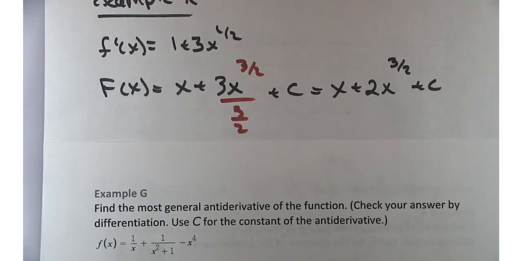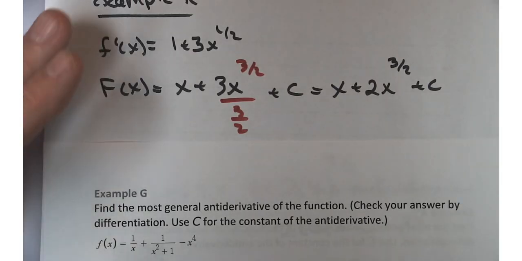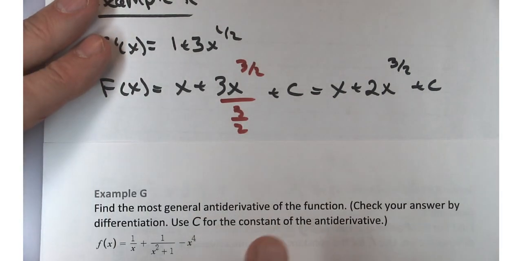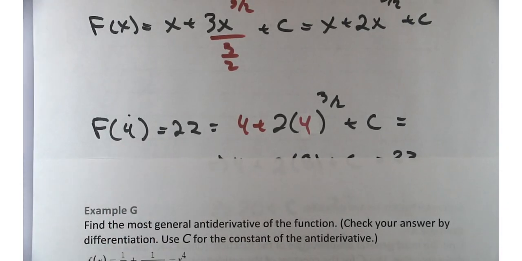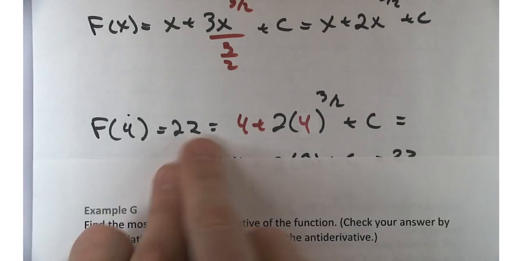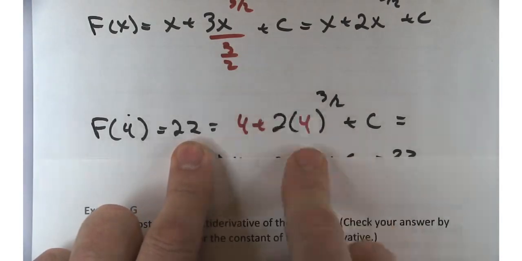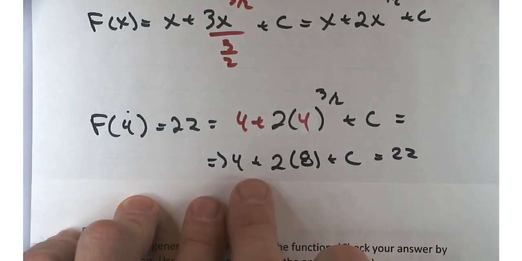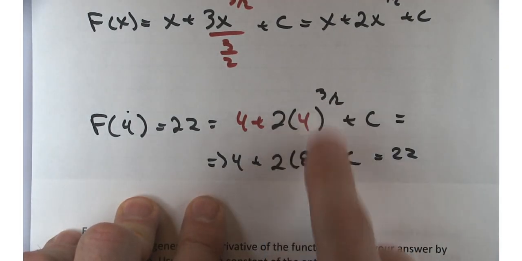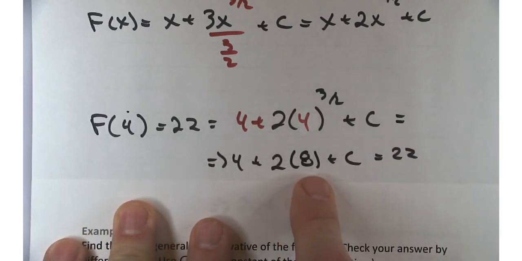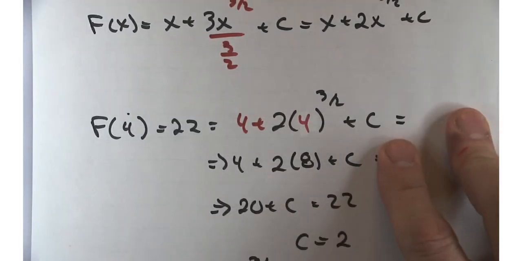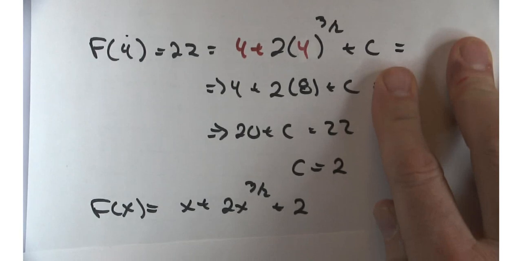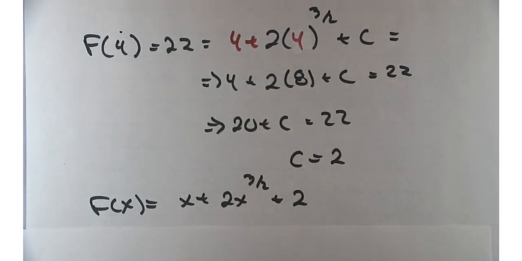You get a couple more points for finishing it up correctly by finding the exact value of c. You do that by using the initial condition, which was that f of 4 was equal to 22. So 22 equals the function evaluated at 4, which means we get 4 plus 2 times 8, which gives me 20, plus c equals 22, or c equals 2. Plugging that back into our function, we get something like this. Looking good there.